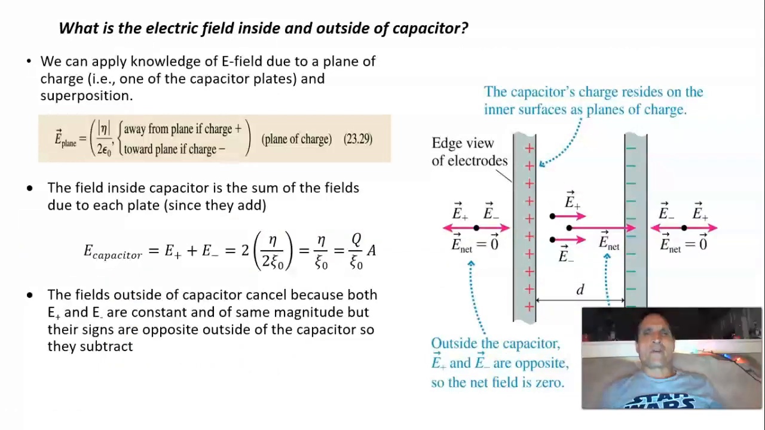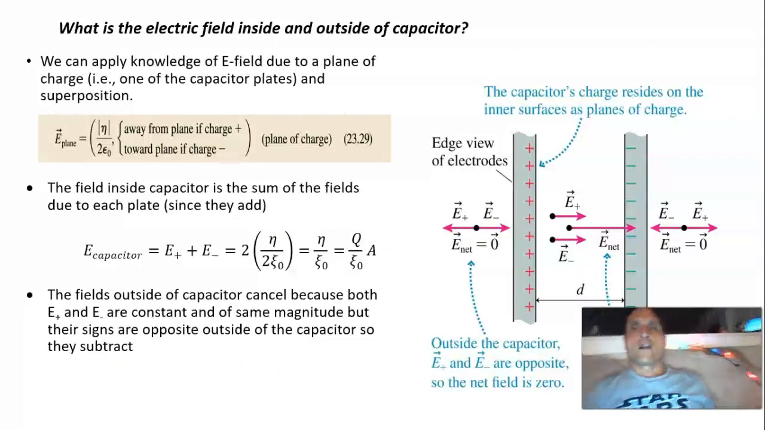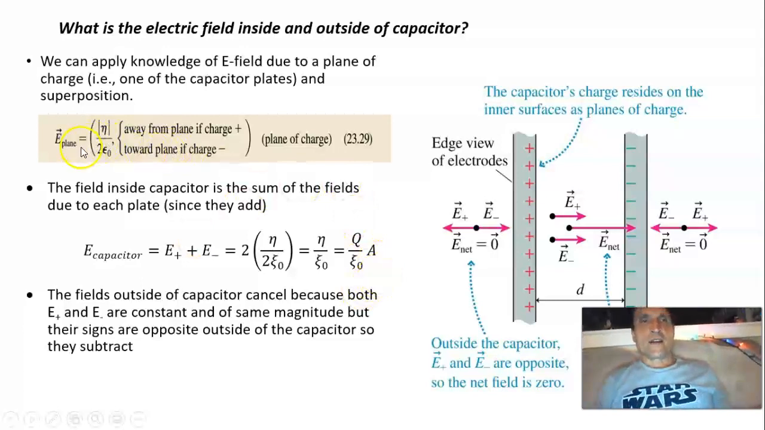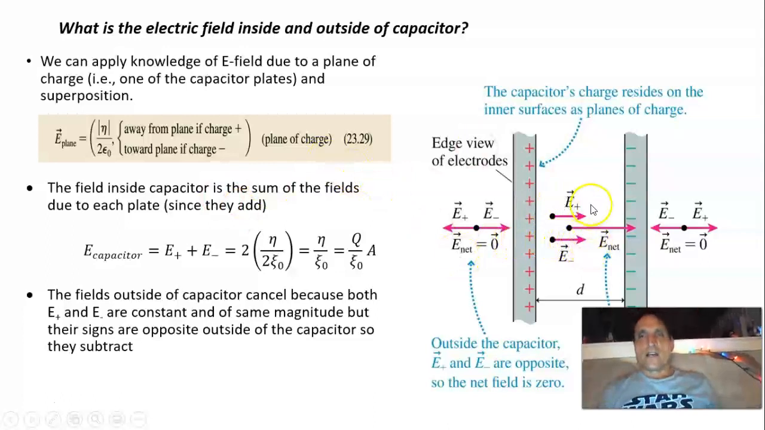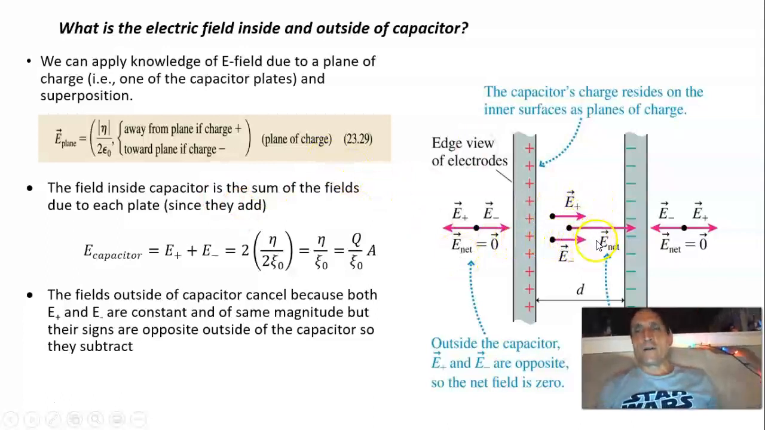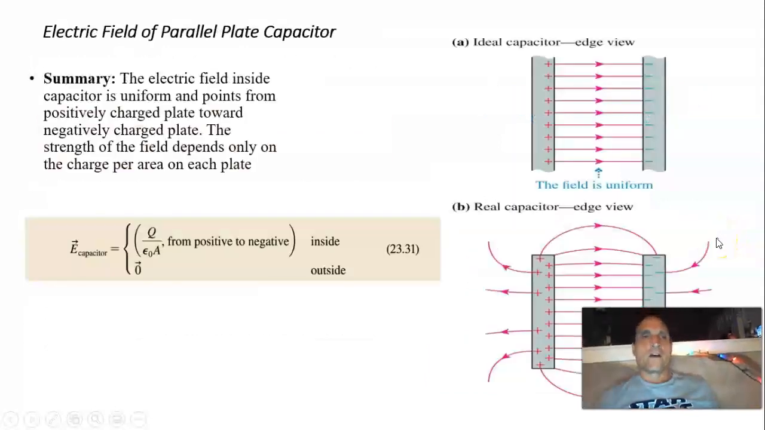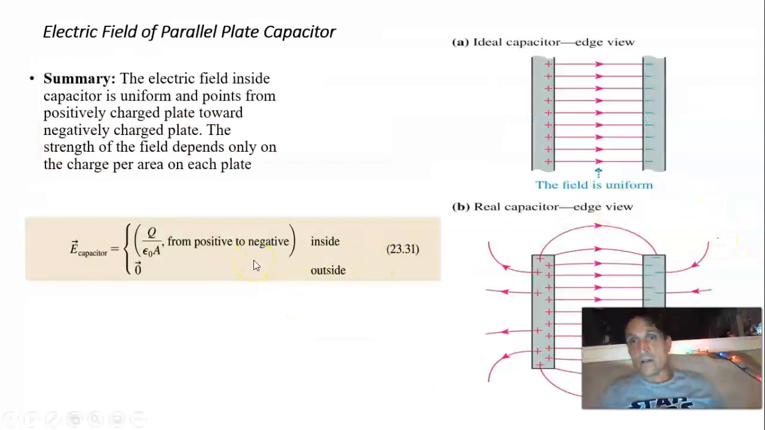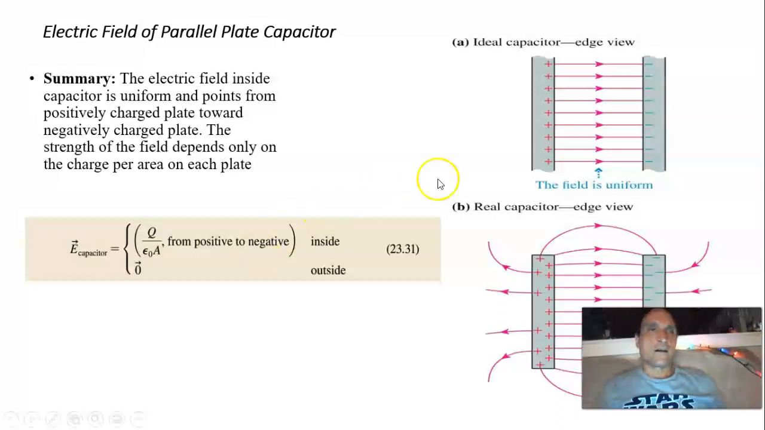So this is something you should be able to do on a quiz or an exam. If you're given the electric field for a single plane, you should be able to use superposition to get the electric field in between the plates of the capacitor as well as outside. Okay, that's not too difficult. So this is an important result that we're going to use when we get into circuits in 2 chapters, when we're going to use a capacitor as a component that stores charge.